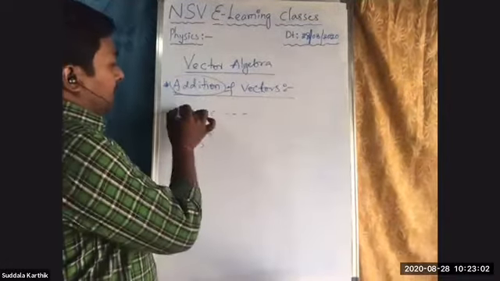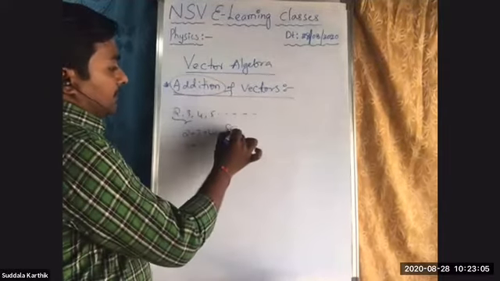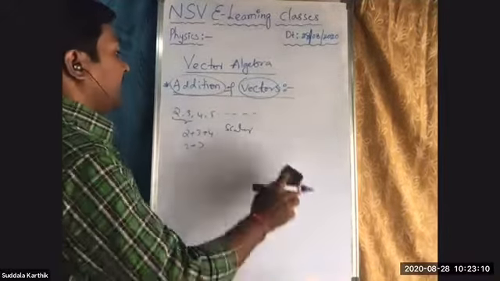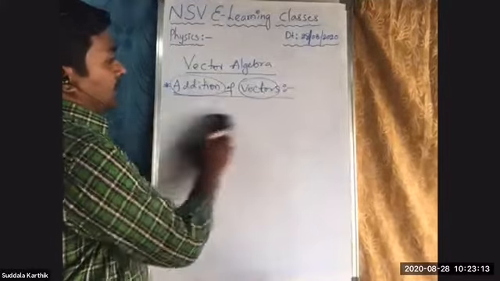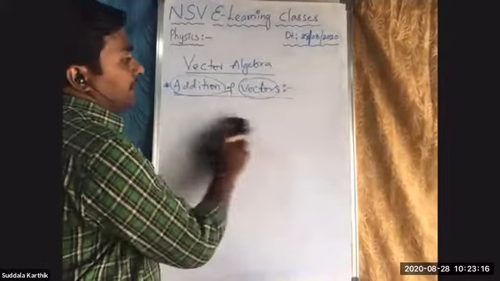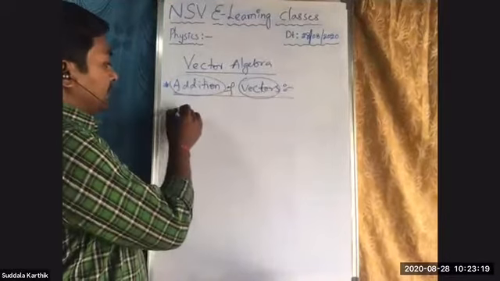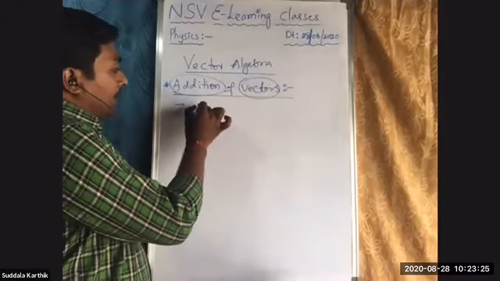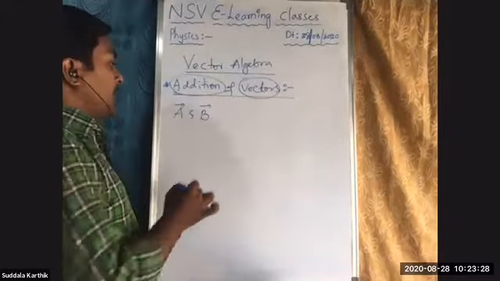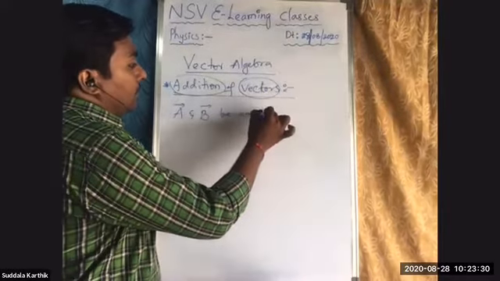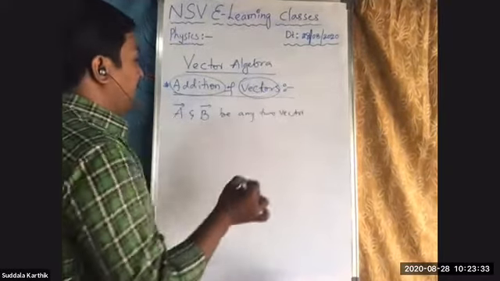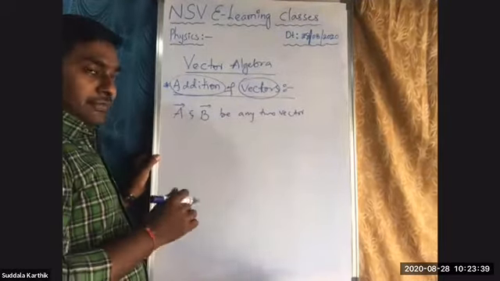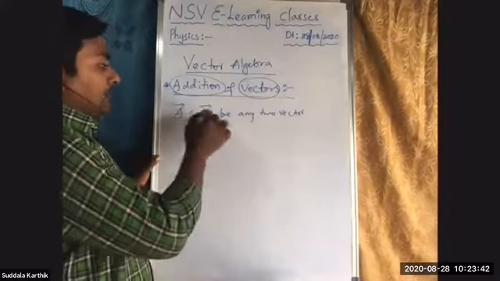But here these physical quantities are not scalars. These are vector physical quantities, and I am going to add them. For that, let a bar be one vector and b bar be another vector. A bar and b bar are any two vectors. So I want to add those two vectors.